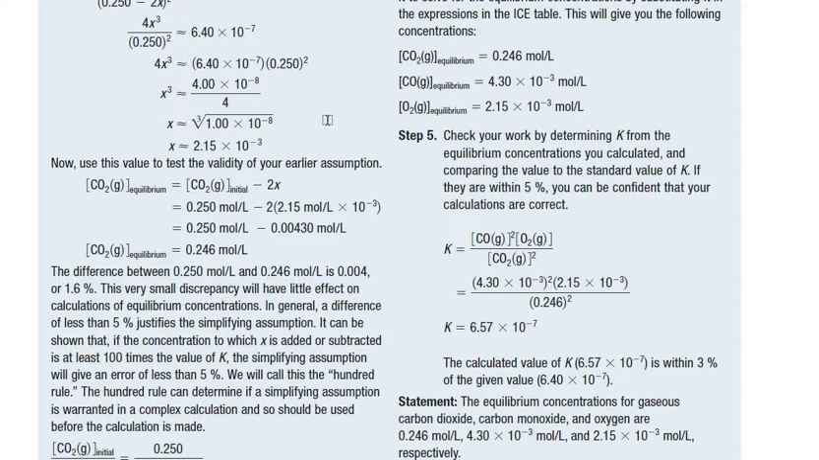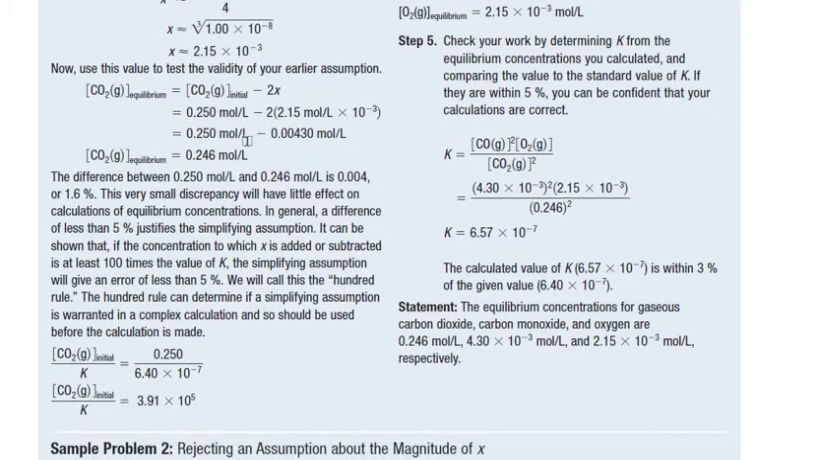It can be shown that if the concentration to which x is added or subtracted is at least 100 times the value of K, the simplifying assumption will give an error of less than 5%. We will call this the 100 rule. The 100 rule can determine if the simplifying assumption is warranted in a complex calculation, and so should be used before the calculation is made. As you see here, the initial concentration is more than 100 times bigger than the K value, so we can use this approximation method. It's called the 100 rule.